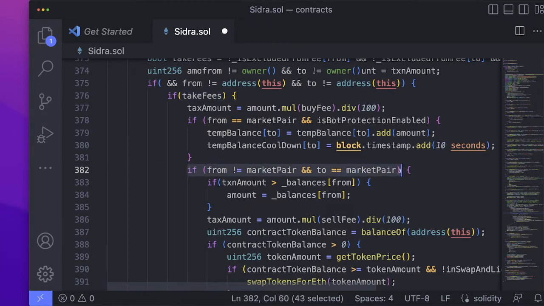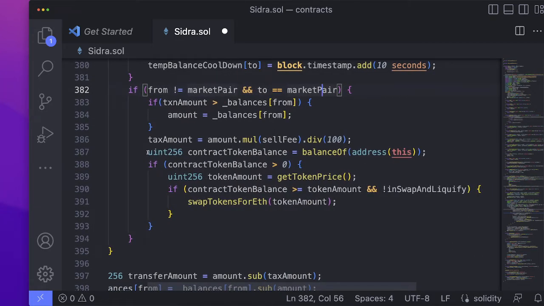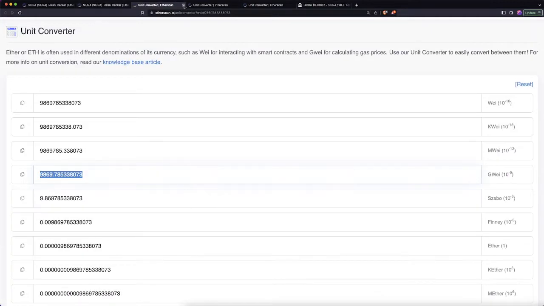It says if the from address is not the market pair, so it's just a normal address, and the to address is the market pair, so somebody is swapping the token back into the market pair, so they're selling it. Now here's the part where we really want to look: the contract token balance is equal to the balance of this address. So let's go take a look at what the contract token balance is currently.